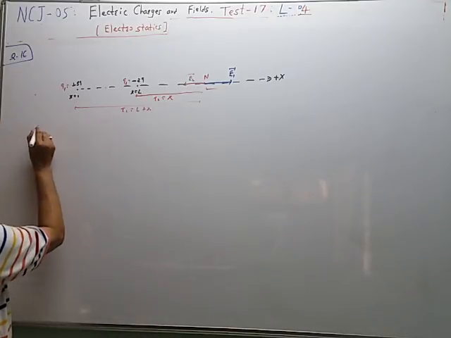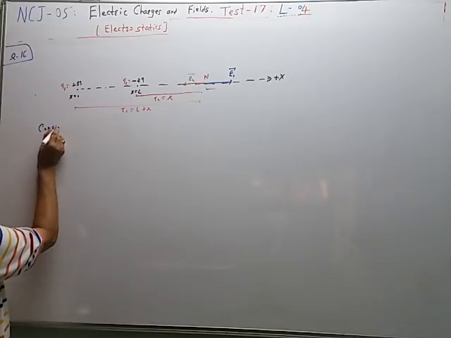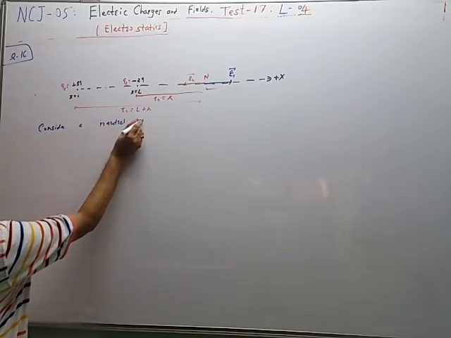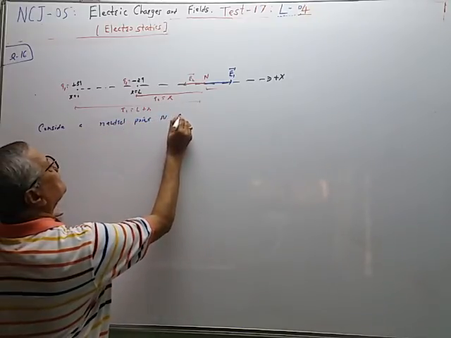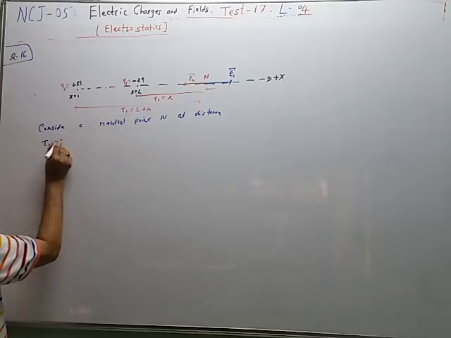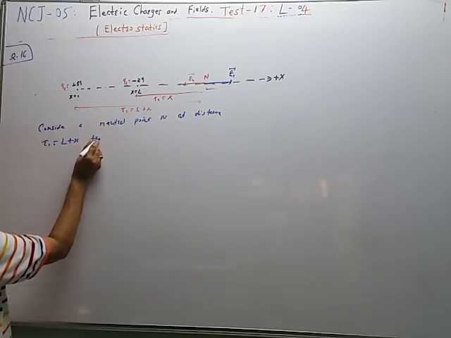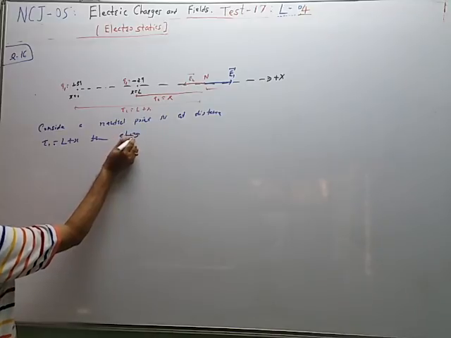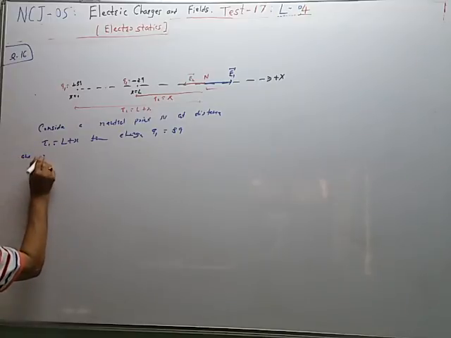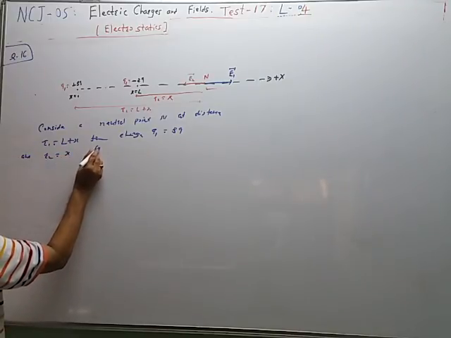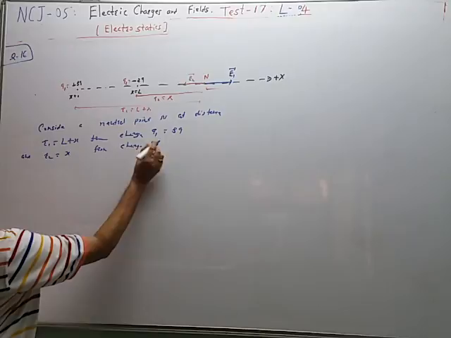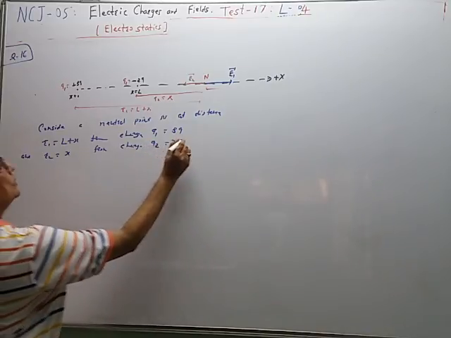So consider a neutral point N at distance R1 is equal to L plus x from charge Q1 is equal to 8 times Q and distance R2 is equal to x from charge Q2 is equal to 2 times Q in magnitude.